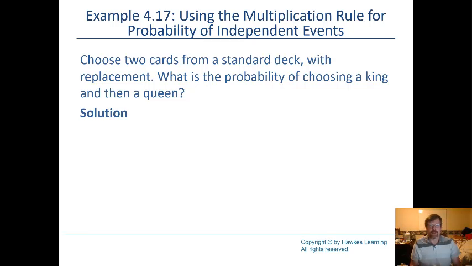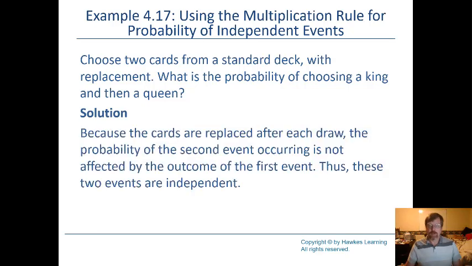Standard 52 card deck. First question you'll need to ask yourself is, are we doing this with replacement? In this case, we are. So, are these independent? Yes. So, standard 52 card deck. Are independent. So, we're going to go ahead and try to calculate this.